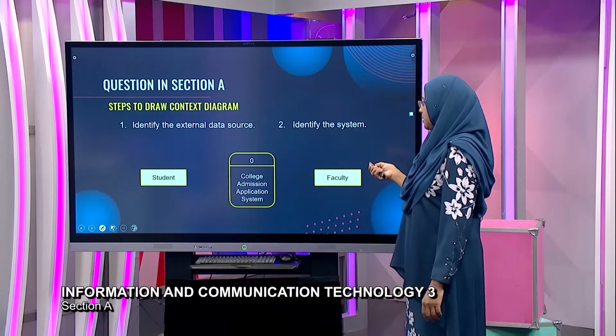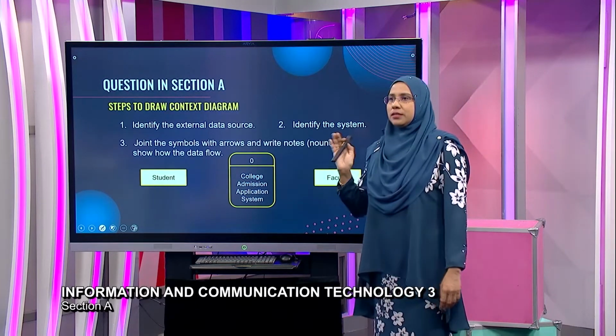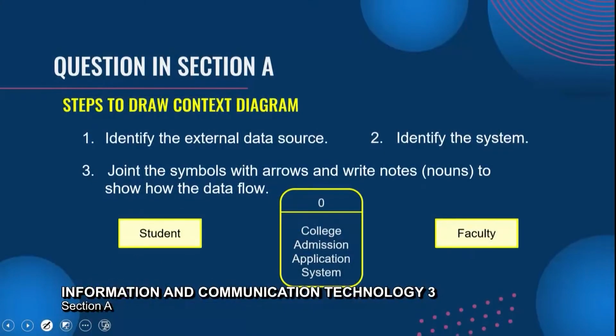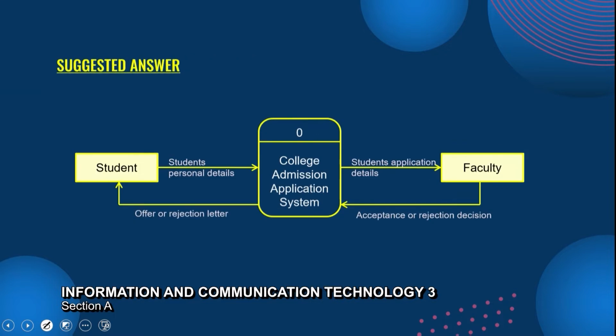Okay, next, just join the symbols with arrows and write notes. So make sure your notes are in nouns. Don't write in verbs. They must be in nouns to show how the data flows. So this is the suggested answer.